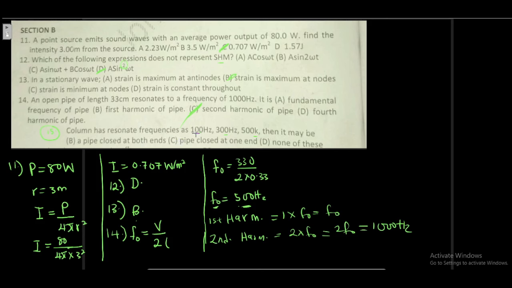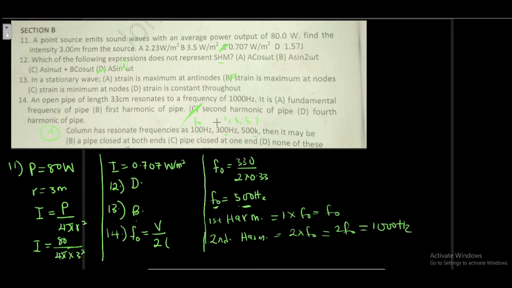How did I know it's a closed pipe? We have frequencies of 100, 300, 500 hertz. So this is like our fundamental frequency f0. And for a closed pipe, the harmonics are odd whole number multiples of the fundamental frequency. This is the first harmonic, second harmonic, third harmonic. So for closed pipes, we are going to be working with odd whole numbers. That is 1, 3, 5, 7, and so on and so forth.